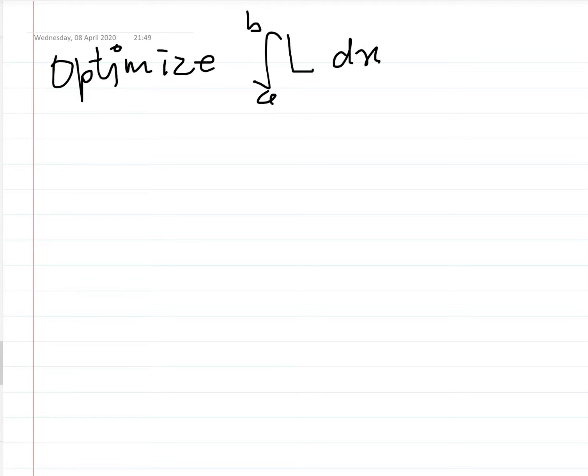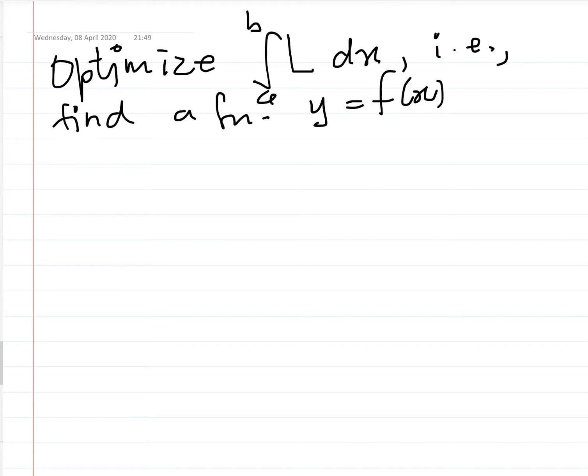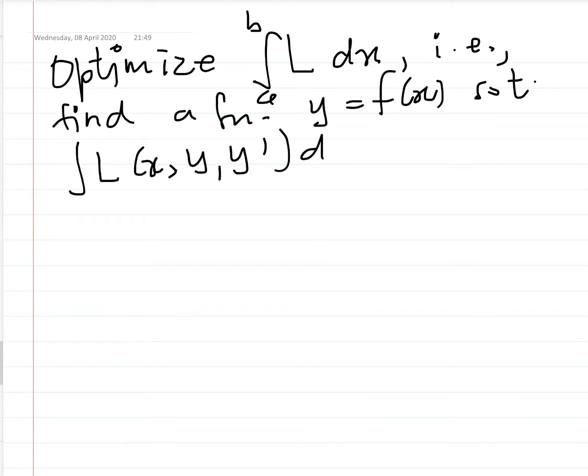When I say optimizing, what we're doing is we're looking for a function and not a point. So find, you may recall, a function, say y equal to f of x, such that that integral is optimized, such that the integral of L, and we're keeping the function L as a function of x, y, y dashed, is either maximal or minimal.